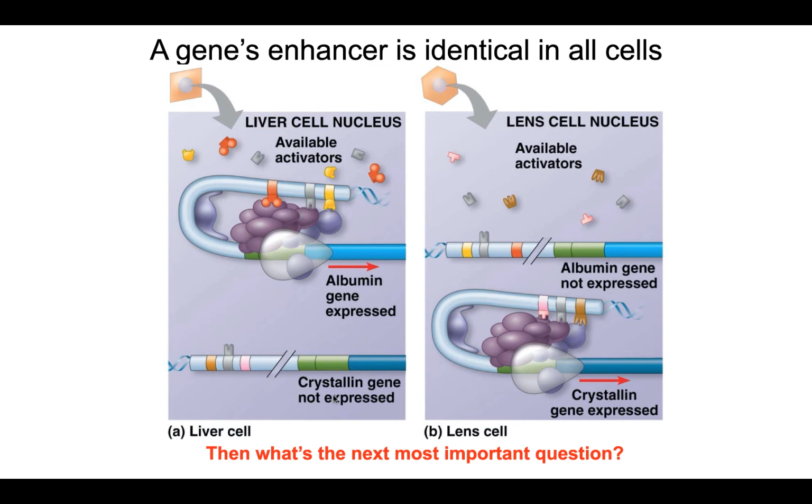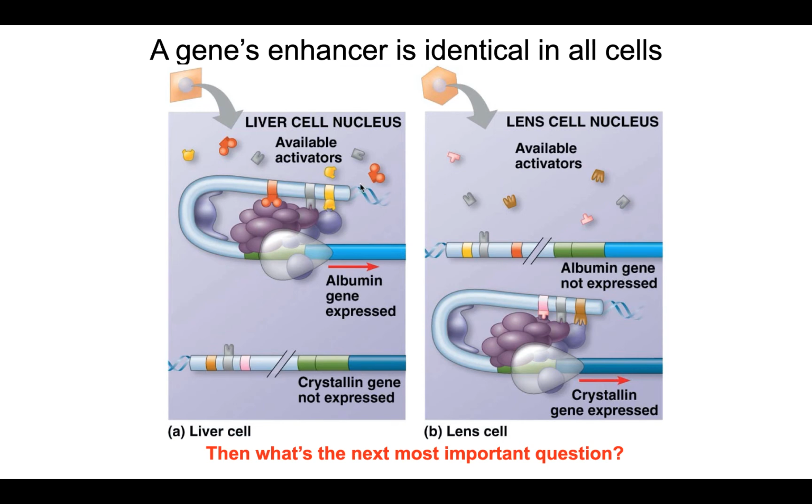So how is that determined? Well, the crystallin gene is expressed because the lens cell expresses the brown, the gray, and the pink activators. So those bind to their control elements. Those recruit then the general transcription factors, which recruit RNA polymerase, and then we get expression of the crystallin gene. But notice this, even though it has the gray activator, which binds, of course, to the gray control element there, it doesn't have the yellow, it doesn't have the red activators. So it doesn't express the albumin gene.